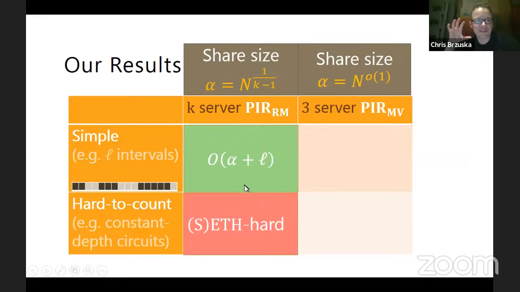I see. So because it's for every database, you solve all the instances as you need to. Yeah. Okay. Nice. Any other questions?